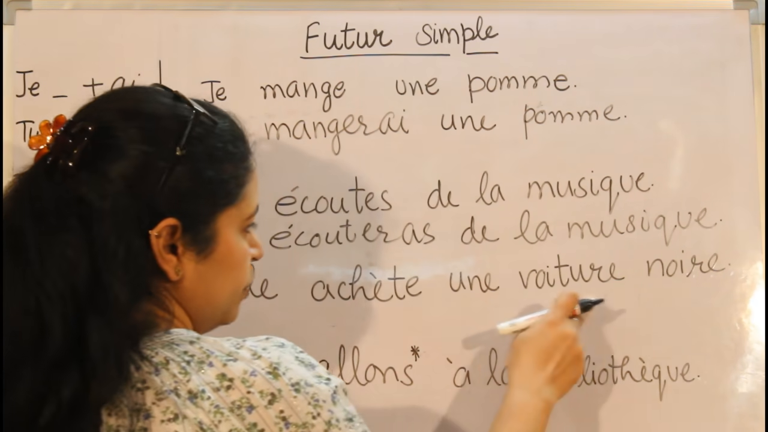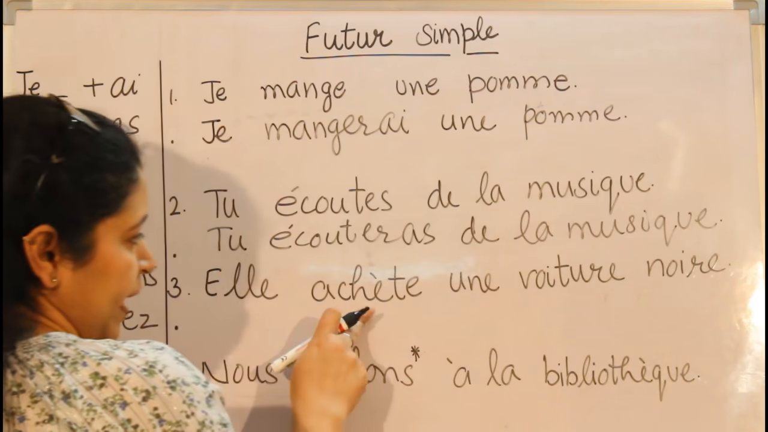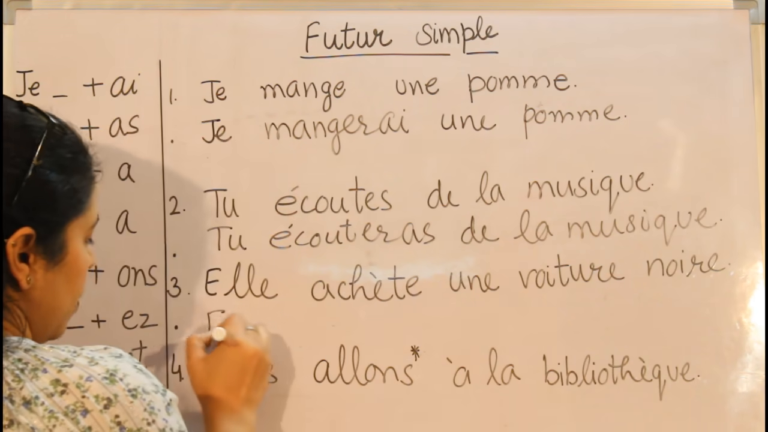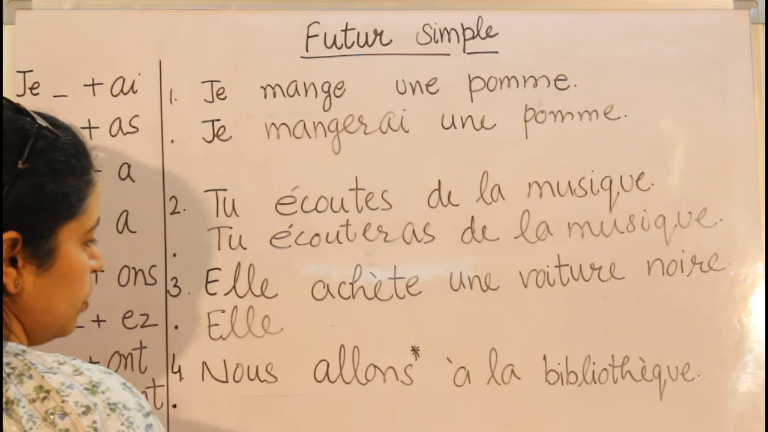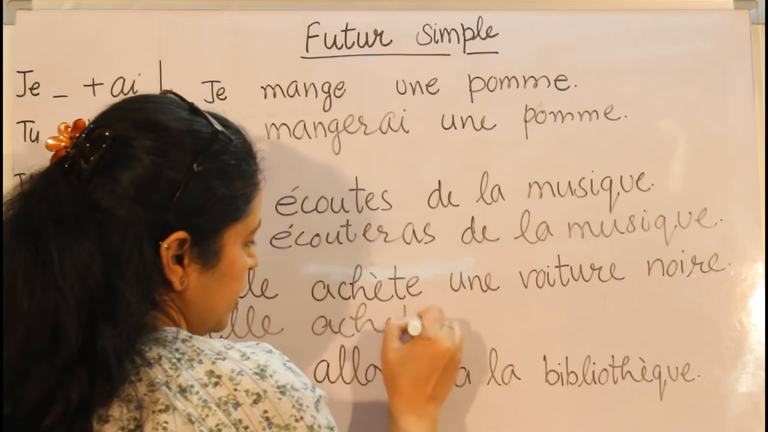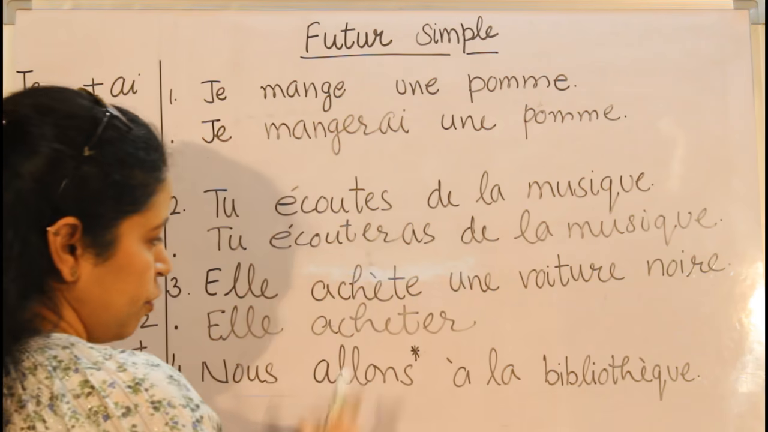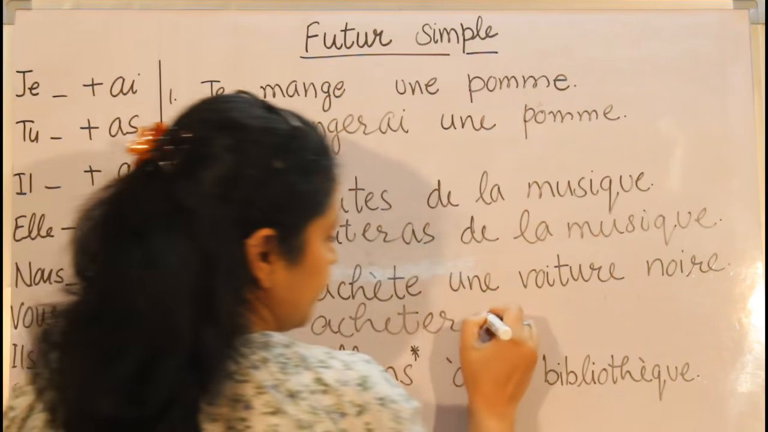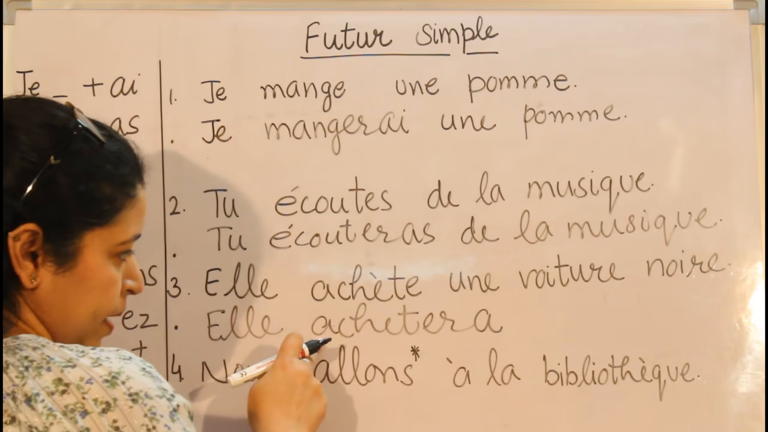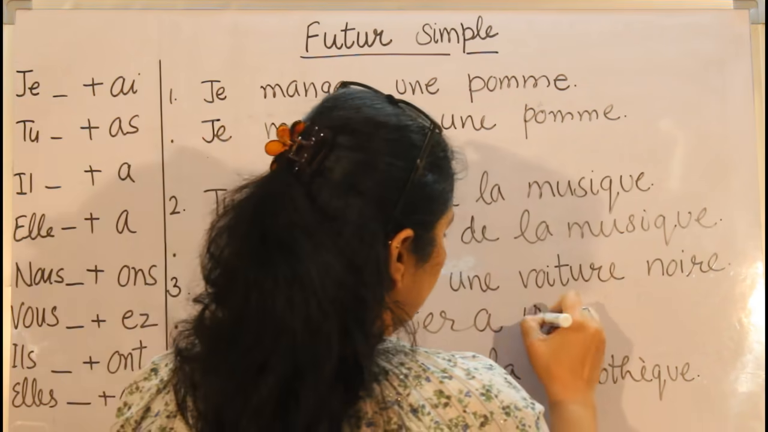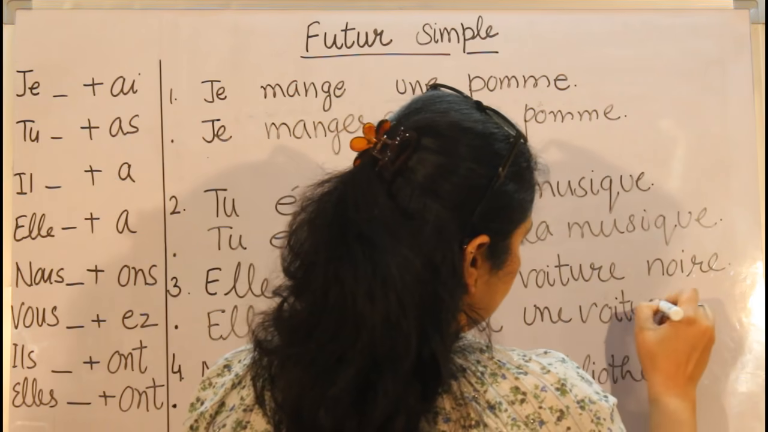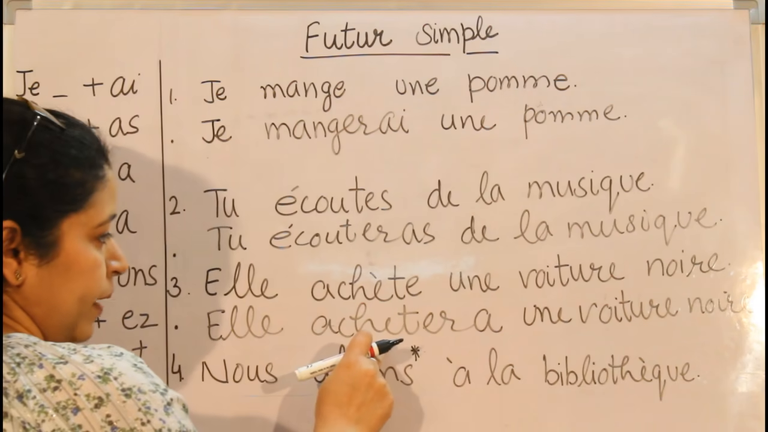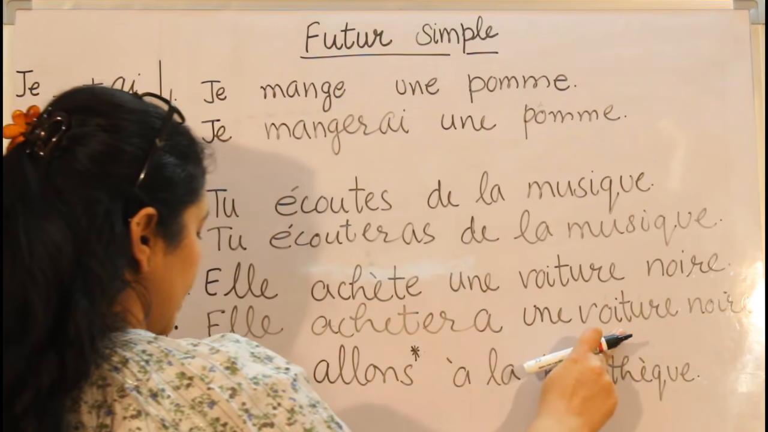Elle achète une voiture noire. She is buying a black car. Now elle will come as it is because it's a pronoun. Achète will be written in its infinitive form, acheter, the complete verb. With elle, the ending is A. Elle achètera une voiture noire. She will buy a black car.